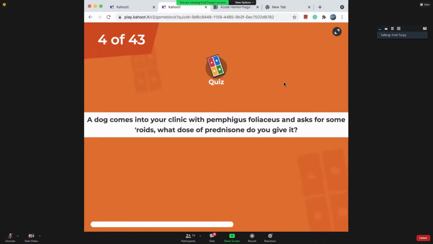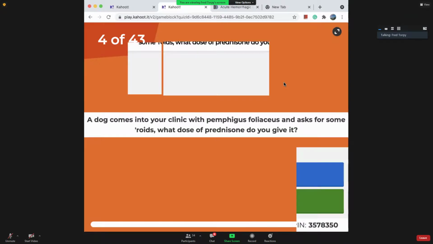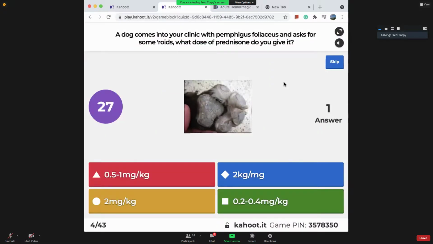All right. Okay, dig up your derm knowledge. Pemphigus foliaceus. It's going to be an immune-mediated disease. And it was pretty considerate of this patient to self-prescribe and save you the trouble.